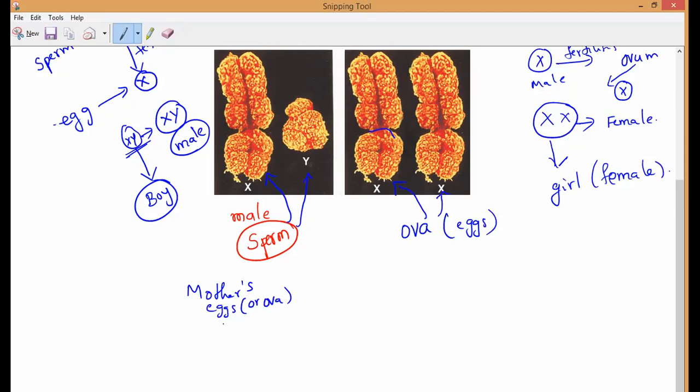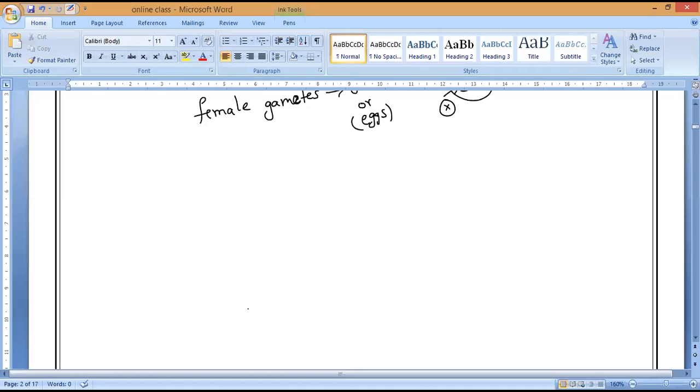What is the set of chromosomes? Tell me, all of you. All X will be present. Now all of you write how this sex determination takes place in mother and father. You can draw and explain that.